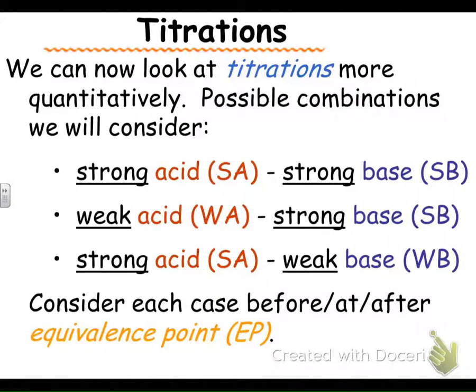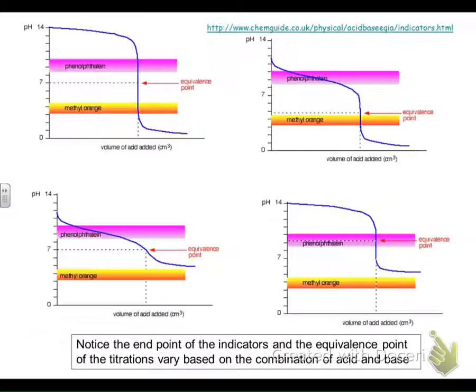So we can look at titrations more quantitatively. Possible combinations are as follows here. And we can actually look at what's happening before, at, and after the equivalence point. Here we know that we've got our strong combination. Here's a weak strong combination, both weak combinations, and then a strong weak combination. Acids are down here just because my pH is 0 down here.